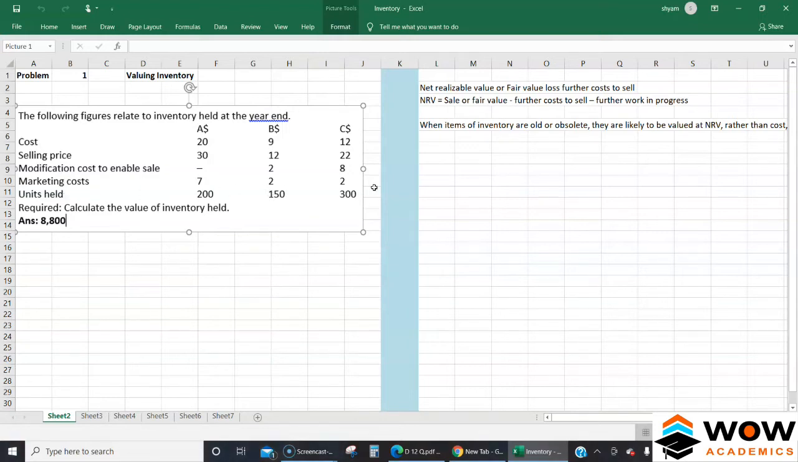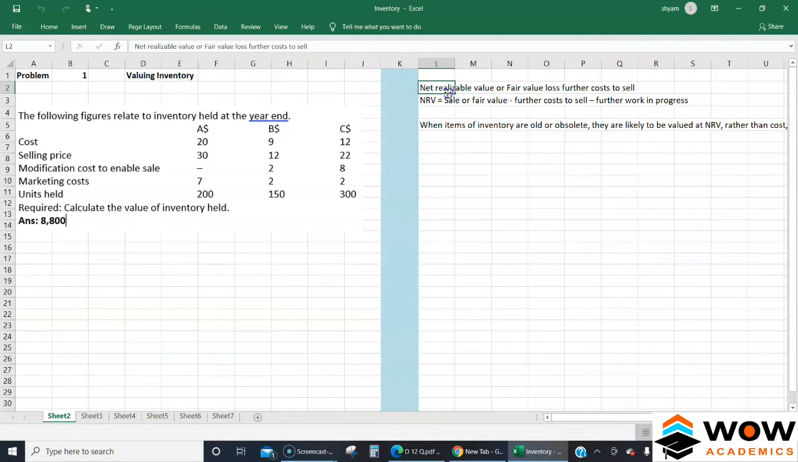So how should we value? See, when we are going to record the item for the first time, we should record it at cost. But thereafter, we have to record it at cost or NRV, whichever is lower. Okay, so that's what we have to value. So first we have to find out whether the cost or the NRV is lower.